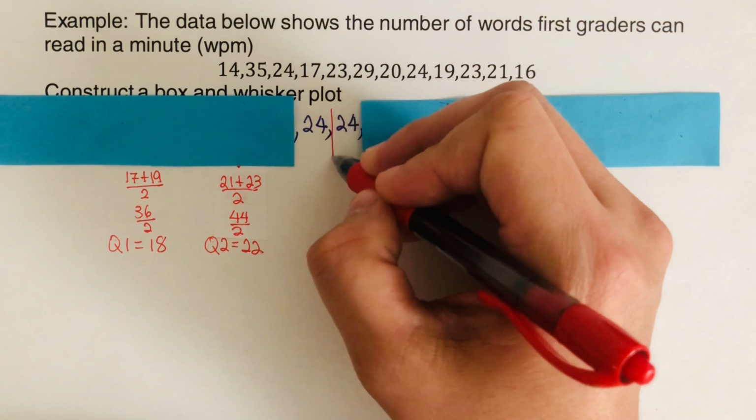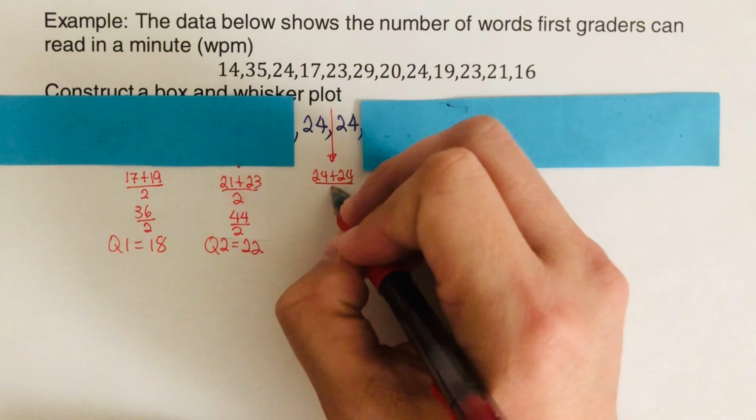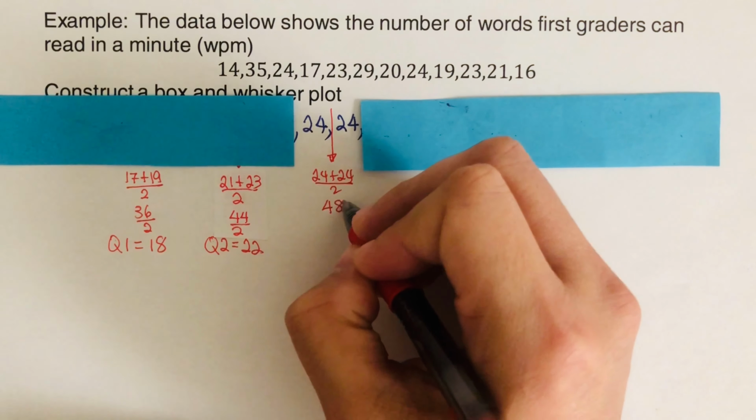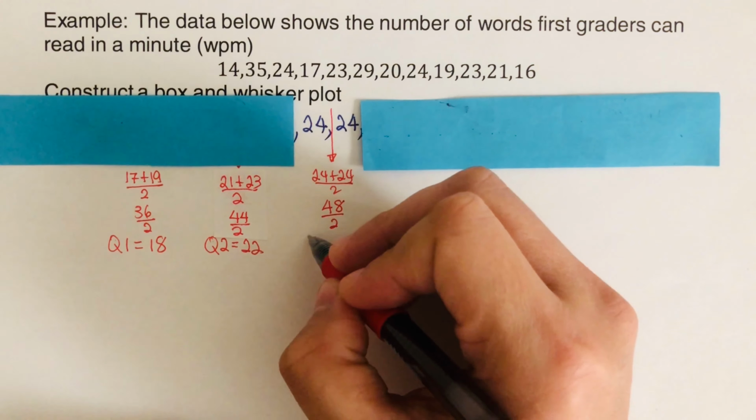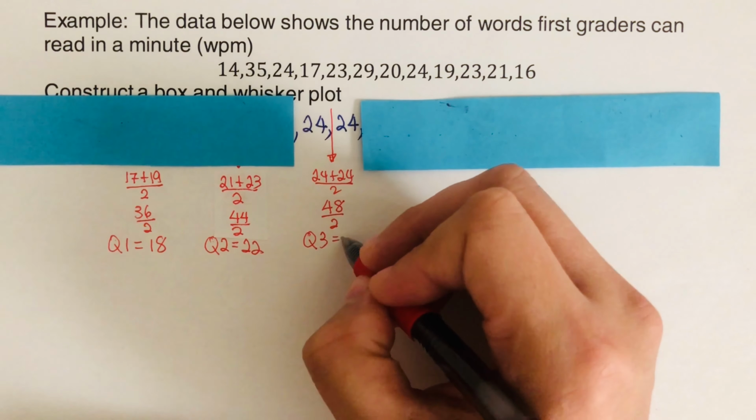So it's in between these two here. So that would be 24 plus 24 divided by 2. So that's 48 divided by 2, which is 24. So our Q3 is 24.